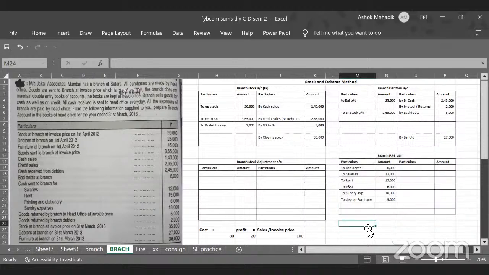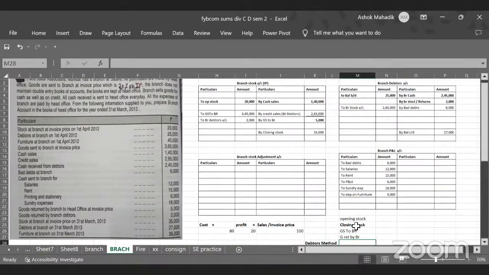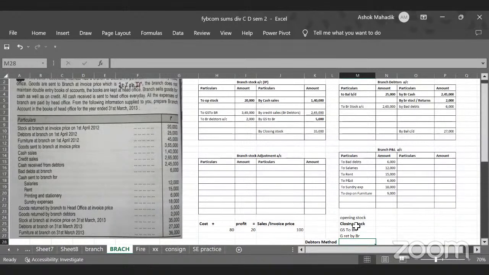See, this 20% profit they said on invoice price is applicable only on 4 items. Which are those 4 items? One, opening stock. Second, closing stock. Then goods sent to branch and returns, goods returned by branch. On these 4 items, we have to apply that percentage.